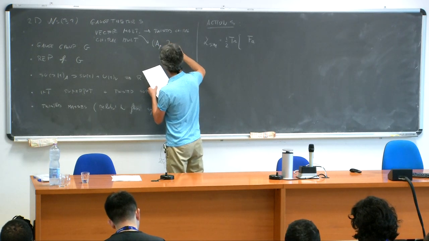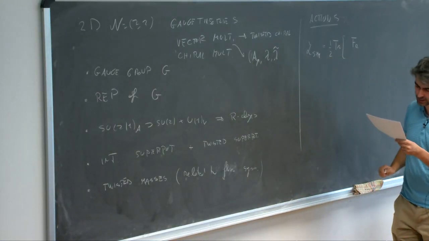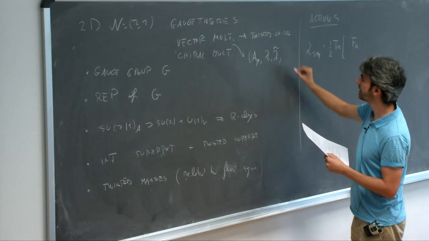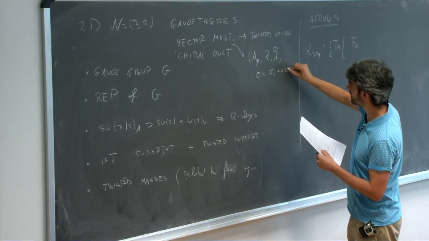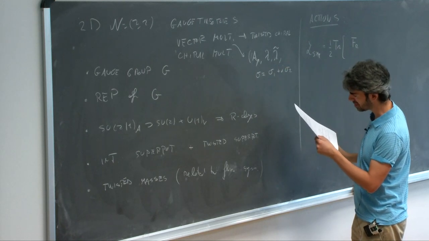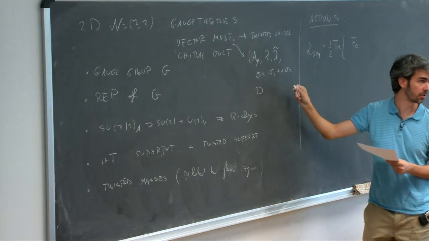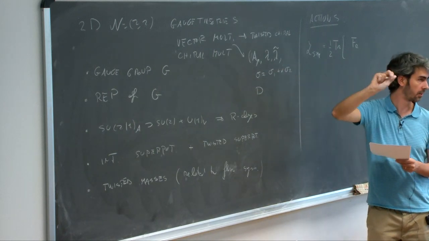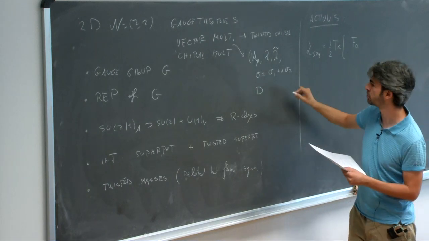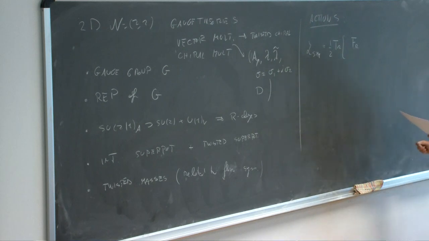There is a gaugino. In fact, there are. It's a complex gaugino. And then there is a complex scalar that I will write as sigma 1 plus i sigma 2. And then there is the D term that you also have in four dimensions. Well, this scalar comes from reducing the vector along the two directions that you reduce from 4 to 2. So these are the fields that should appear in this action.